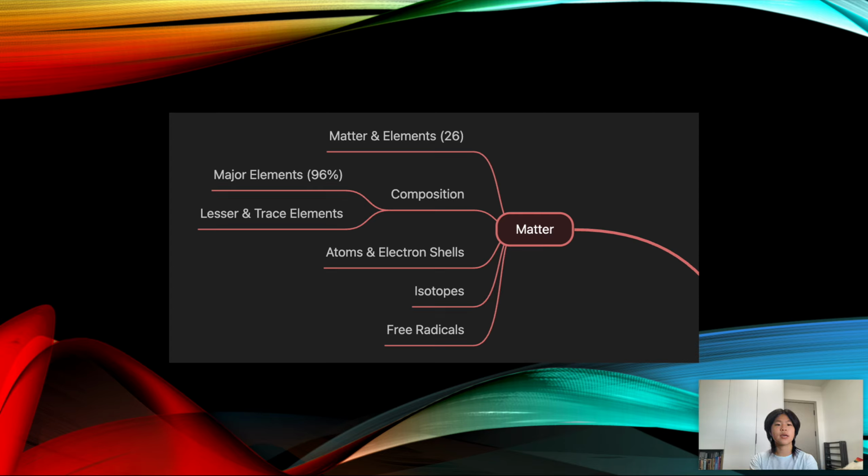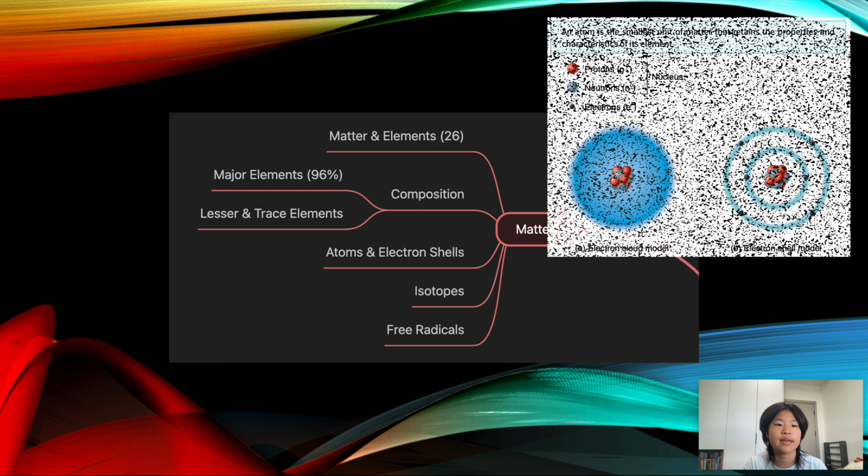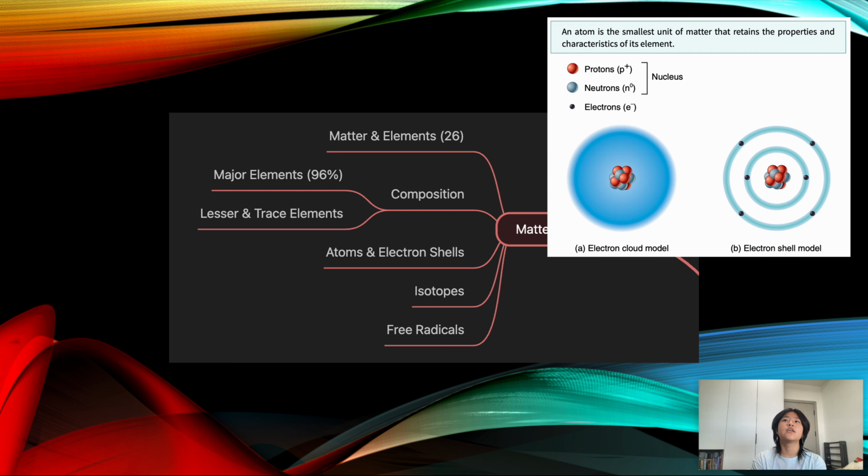So here let's take a look at what atoms are. Atoms are the smallest unit of matter that retains the property and characteristics of an element. Here we can see that there are 3 main subatomic particles that make up an atom. They are protons, which have a positive charge, neutrons, which don't have a charge, and electrons, which have a negative charge. We see here in the graph that protons and neutrons make up the nucleus of an atom, and electrons are distributed outside the nucleus.